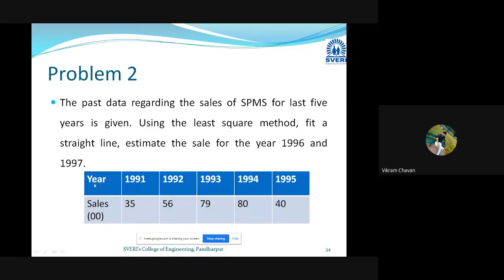In the first row years are provided, and in the second row sales are provided. Here the double zero is provided, that is nothing but the sales are in 100s. So the value 35 is nothing but 35 multiplied by 100, so 3500. In the calculation we need not take this multiplication. At the end, just multiply whatever value we get for that particular year with 100, and you will get the total forecasted sales.